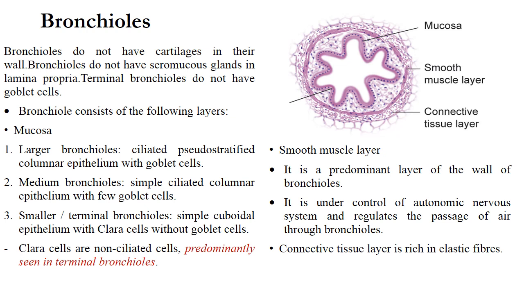If the bronchioles are larger, the mucosa will be ciliated columnar pseudostratified. Larger bronchioles have pseudostratified ciliated columnar epithelium with goblet cells. Medium-sized bronchioles have simple ciliated columnar epithelium with few goblet cells, and the smaller or terminal bronchioles are lined by simple cuboidal epithelium, and instead of goblet cells they have Clara cells. So as we go from the larger bronchiole to the smaller bronchiole, or when the diameter goes on decreasing, the height of the epithelium also decreases.